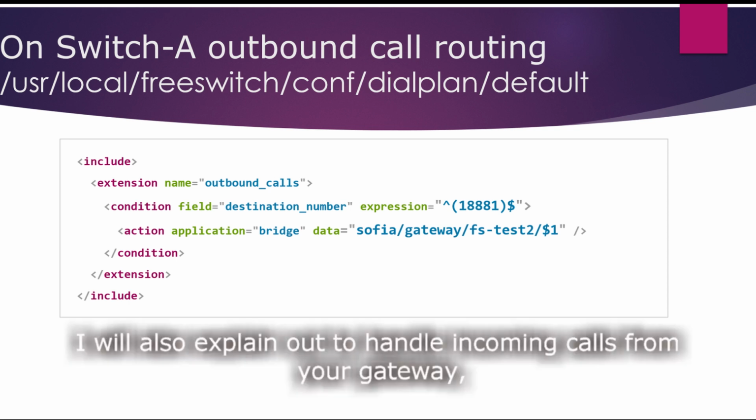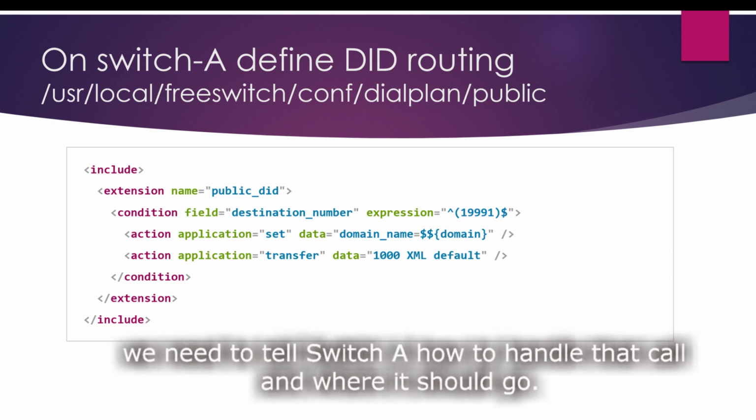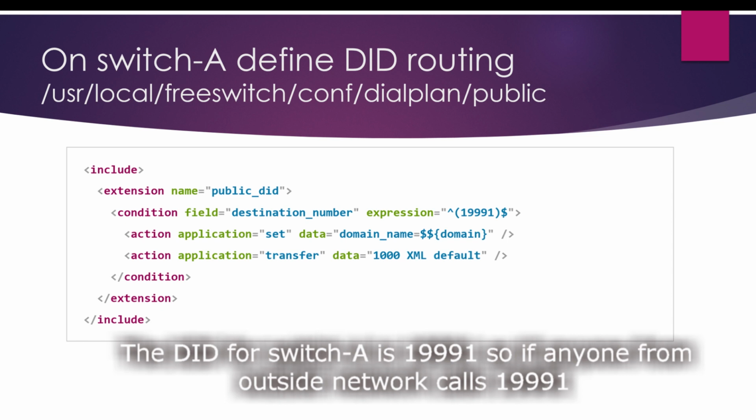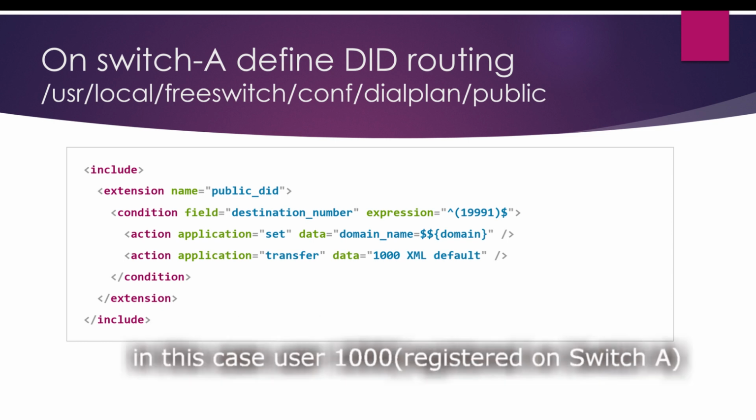But before I show you that, I'm also going to show you how you would handle incoming calls from your gateway. Now, in case a call originates from the side of switch B and then it comes into switch A, we need to tell switch A how to handle that call and where it should go. I've told you that the DID for our switch is 19991. So if anybody from the outside network calls 19991, we are telling switch A that you receive that call and forward it to an extension in your network. In this case, we are forwarding the call to extension 1000.